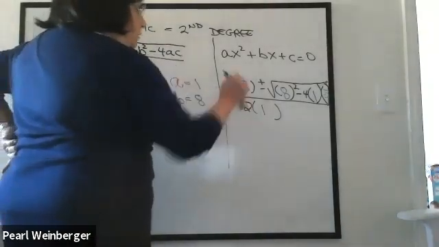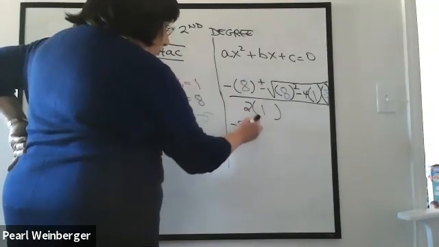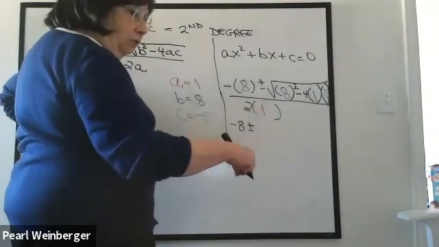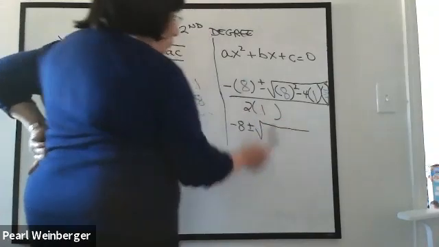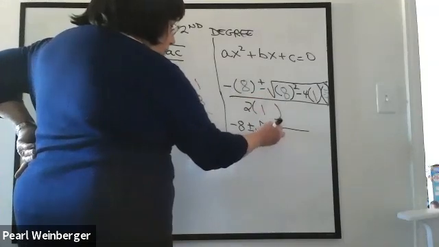Okay, this is a -8, so that's -8. Plus or minus, we know what that means. It means one answer is going to be the add and one answer is going to subtract. The square root, okay, let's see what we're going to get in here. It's 8 squared, so that's 64.